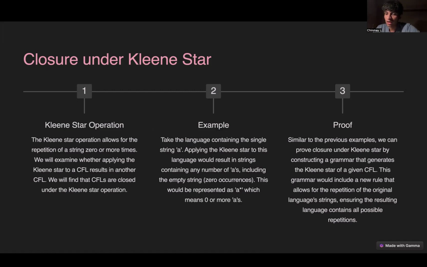Proof would be similar to the previous example. We can prove closure under Kleene star by constructing a grammar that generates the Kleene star of a given CFL. This grammar would include a new rule that allows the repetition of the original language's strings, ensuring the resulting language contains all possible repetitions.